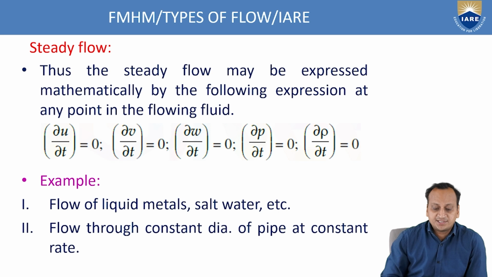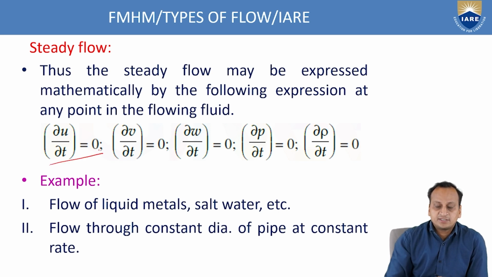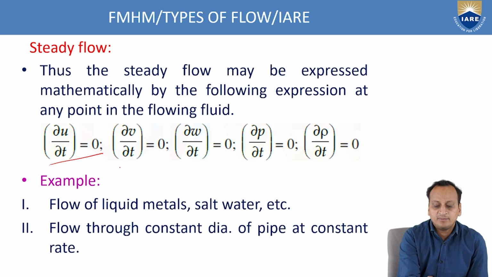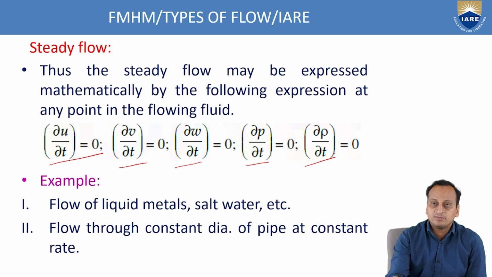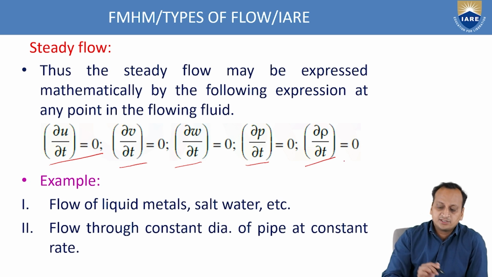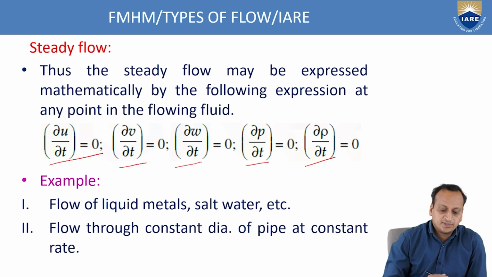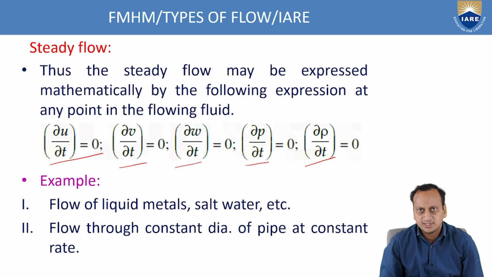This can be expressed in terms of dou u by dou t equals 0. So with respect to time, velocity should not vary. Dou v by dou t and dou w by dou t are also equal to 0, for the three mutually perpendicular directions. For pressure, dou p by dou t equals 0; the pressure should not vary with respect to time. Similarly, for density, dou rho by dou t equals 0; the density of a liquid should not vary. Over a period of time, such flows are known as steady flows of fluid.